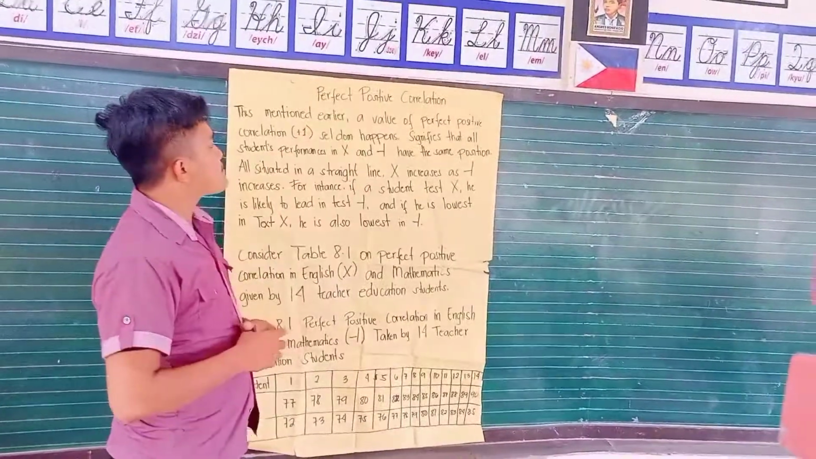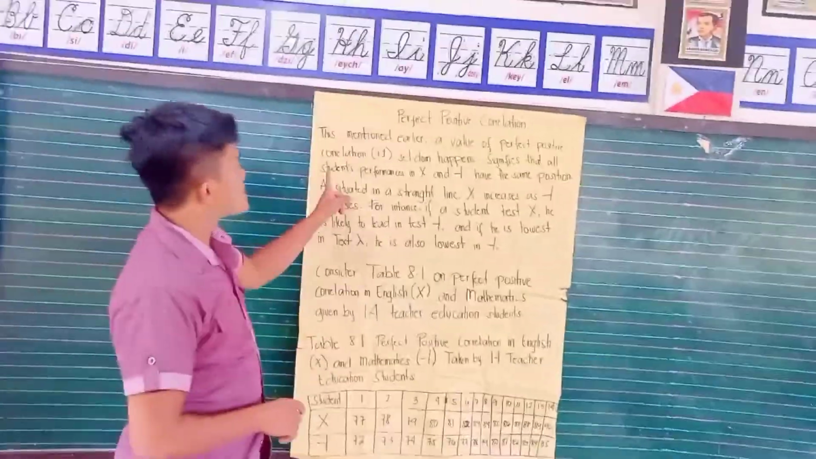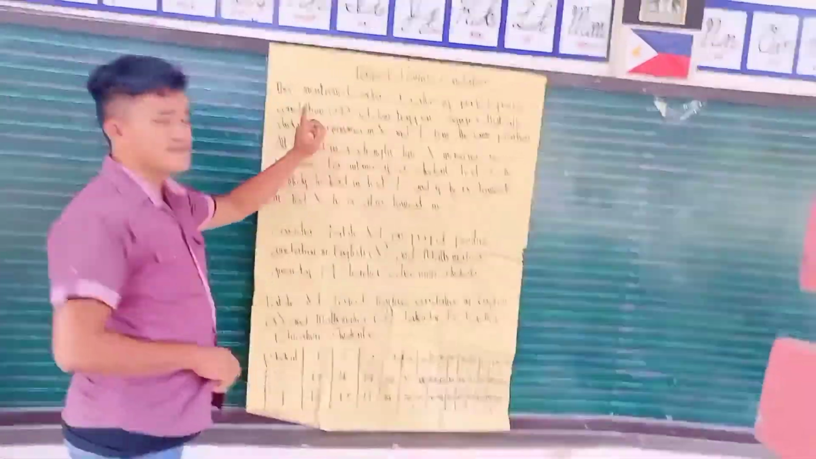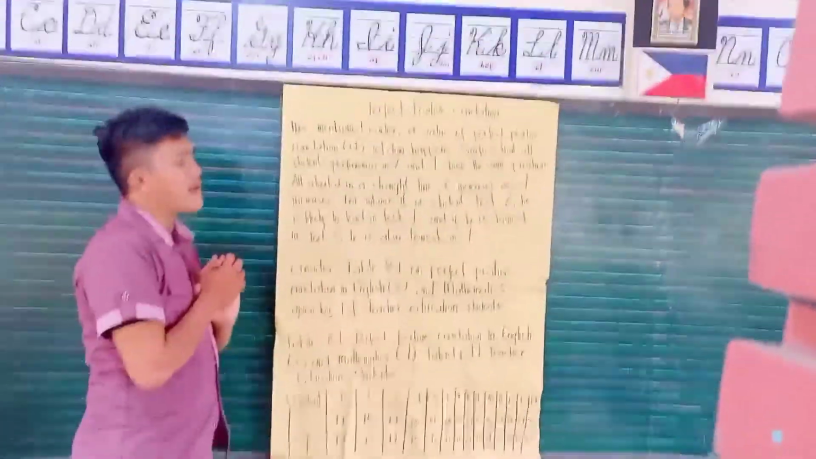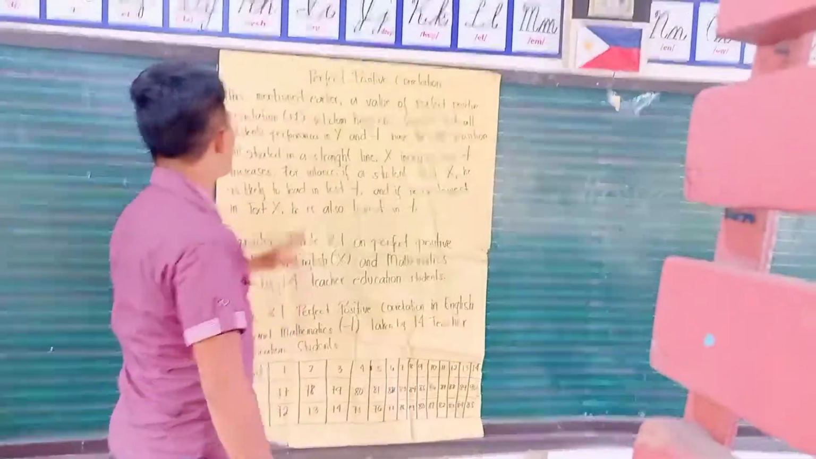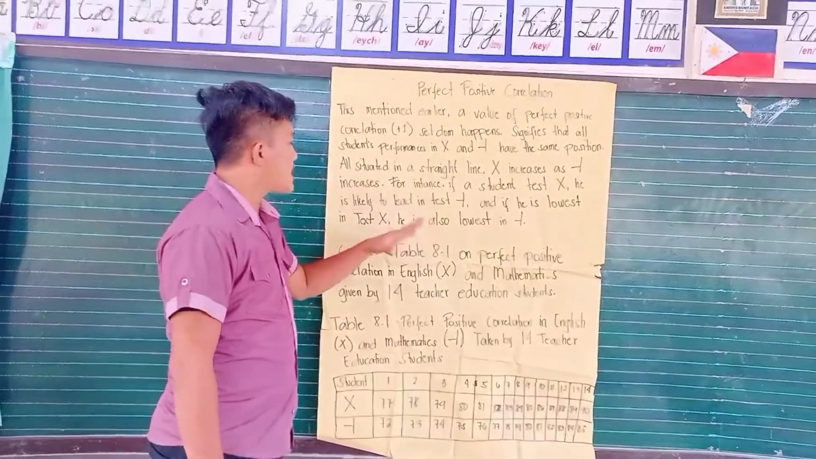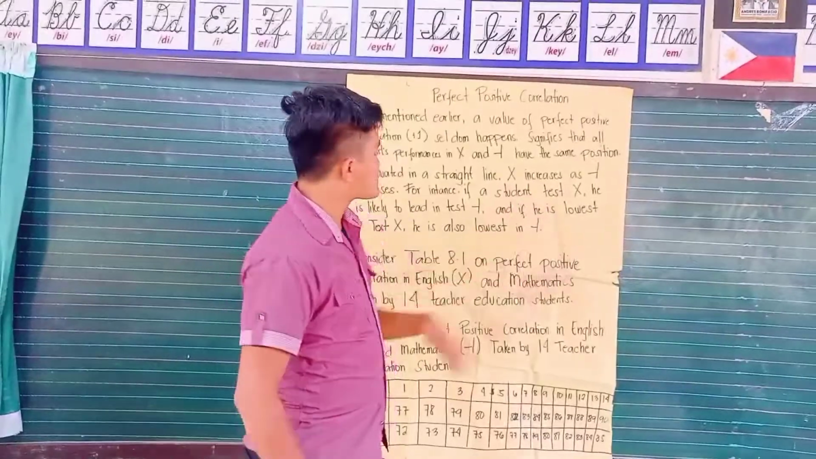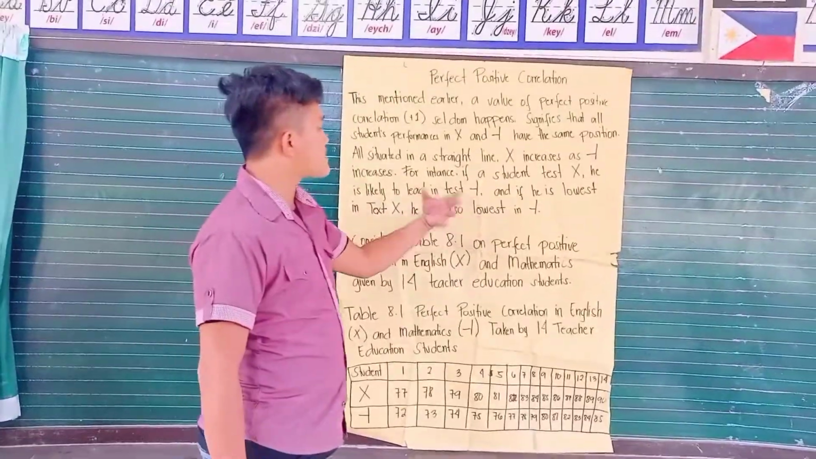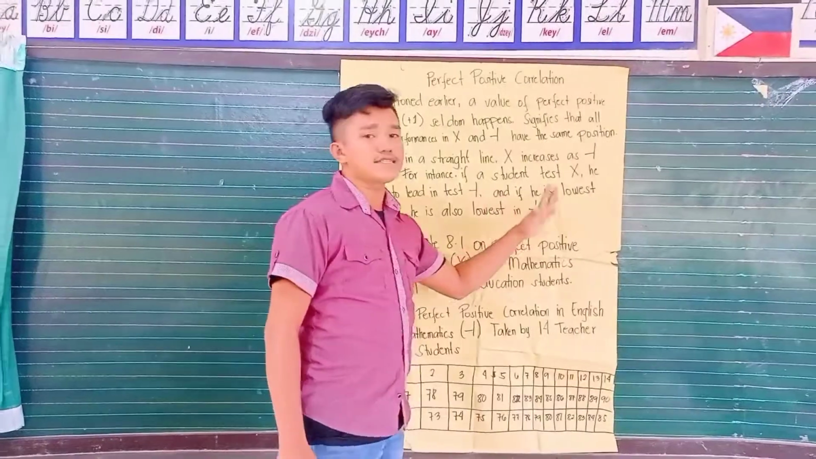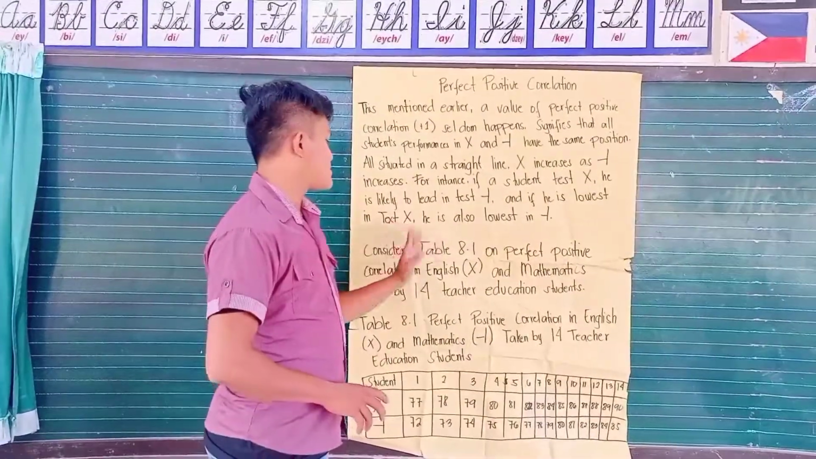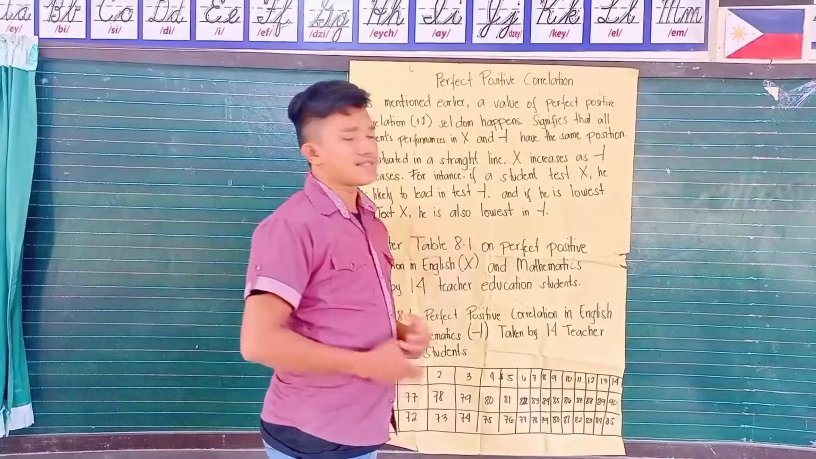Perfect positive correlation. A value of perfect positive correlation, plus 1, seldom happens. It signifies that all student performances in X and Y have the same position, all situated in a straight line. X increases as Y increases. For instance, if a student is highest in test X, he is likely to lead in test Y. And if he is lowest in test X, he is also lowest in Y.